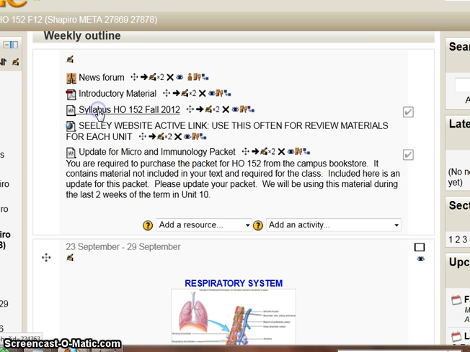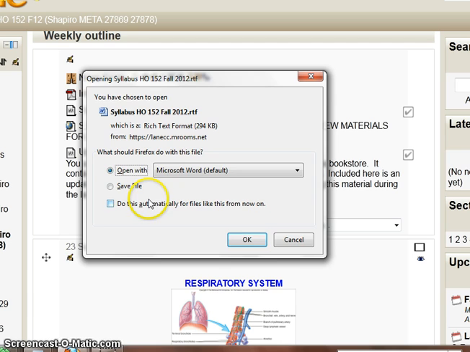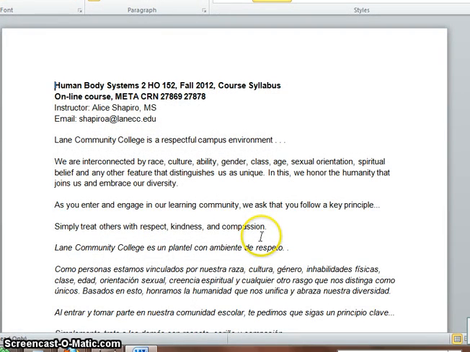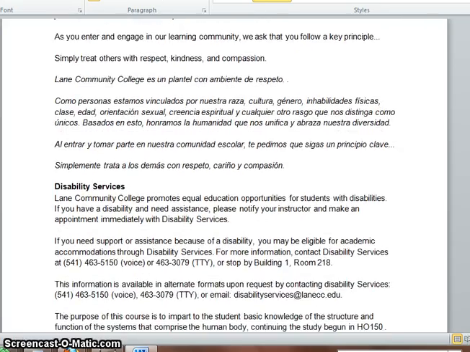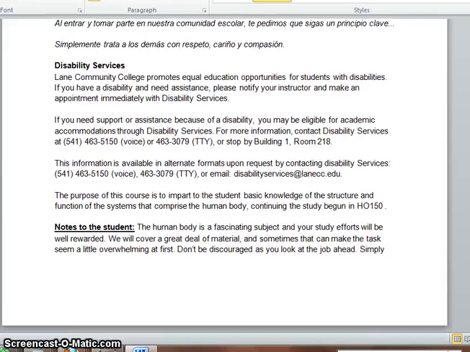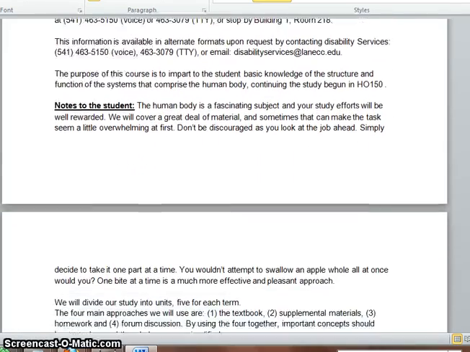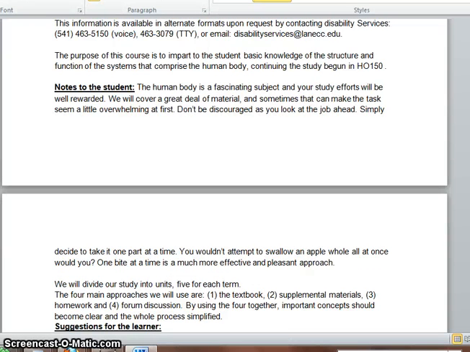You may want to make a copy of the syllabus, an actual hard copy, because you will need to refer to it. Here it is. First, some general information: where to get disability services, notes to the student. The human body is a fascinating subject. I enjoy teaching it, and I'm always learning about it.